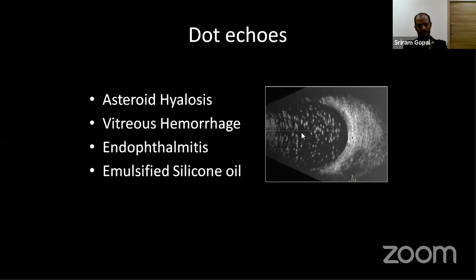First, we look at dot echoes. There are 4 main situations of dot echoes. First is asteroid hyalosis, then vitreous hemorrhage, endophthalmitis, and emulsified silicone oil.